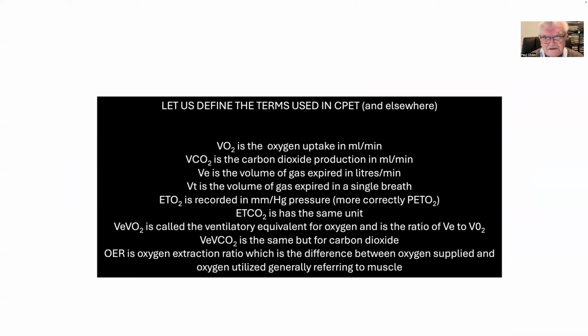VT is the volume of gas expired in a single breath. End-tidal oxygen is recorded in millimeters of mercury pressure, so more correctly should be PETO2. End-tidal CO2 has the same unit. VE/VO2 is called the ventilatory equivalent for oxygen and is the ratio of the minute volume to the oxygen uptake. VE/VCO2 is the same but for carbon dioxide. OER is the oxygen extraction ratio, which is the difference between the oxygen supplied and the oxygen utilized. It's generally referring to muscle.